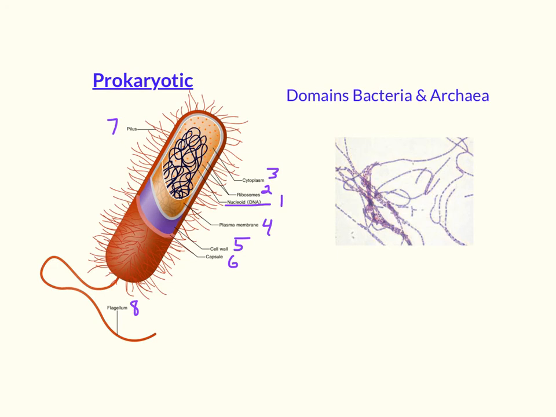The second main type of cell is eukaryotic cells, and we will review them in later videos.